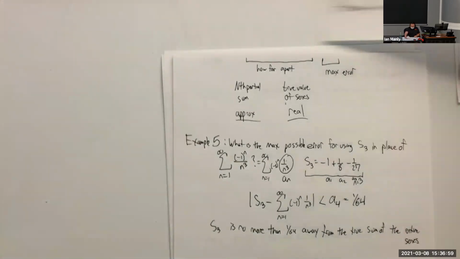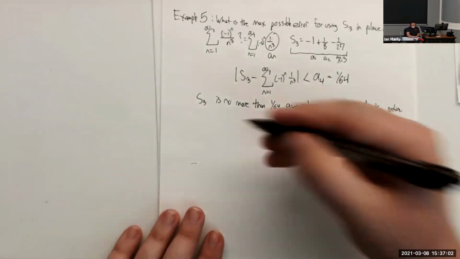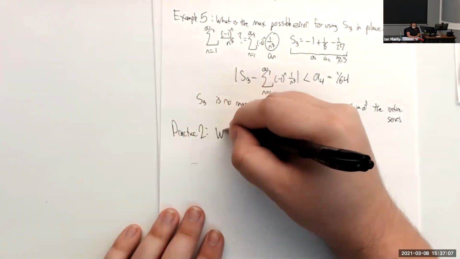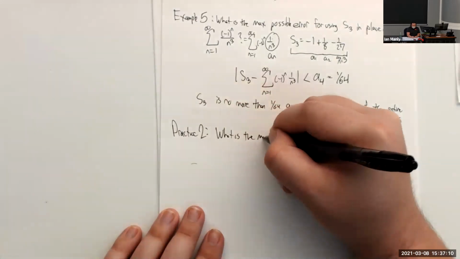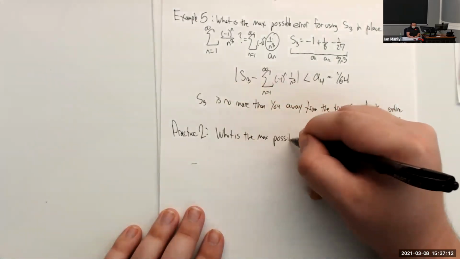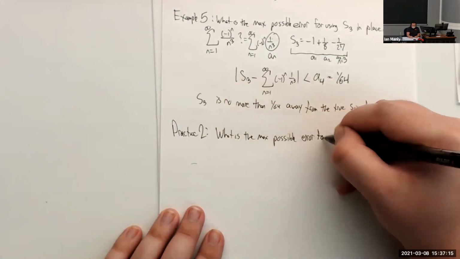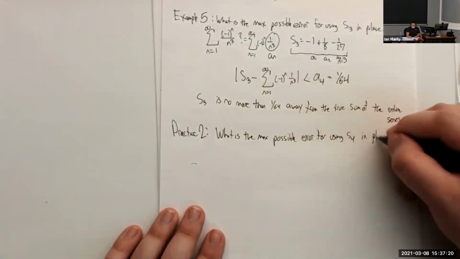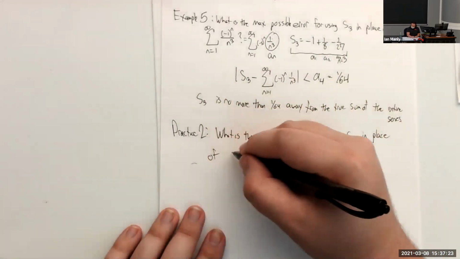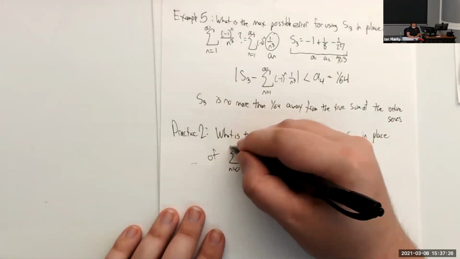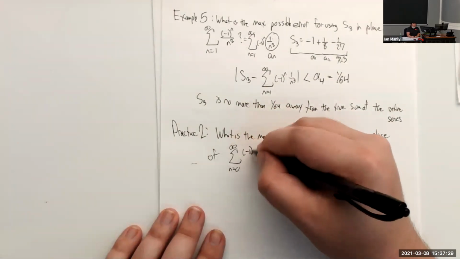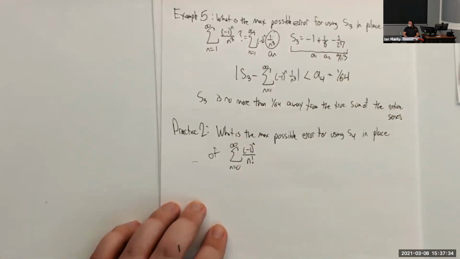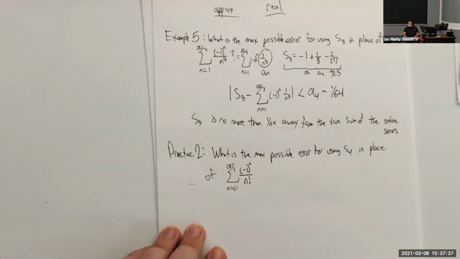All right, now I want you guys to practice this. So let's do a problem that's kind of similar. What is the maximum possible error for using S4 in place of the series n equals 0 to infinity of (-1)^n over n factorial? All right, so why don't we check that out?